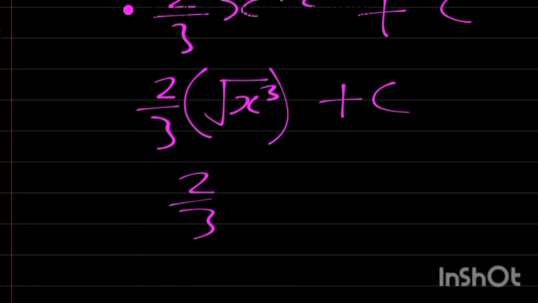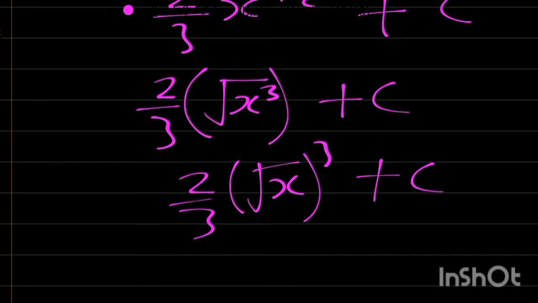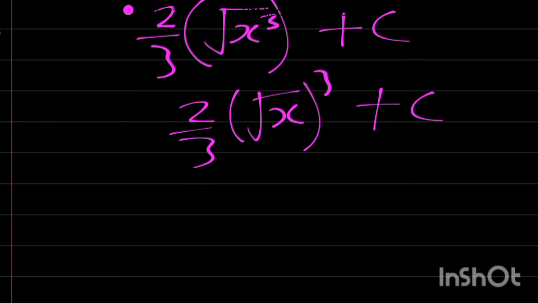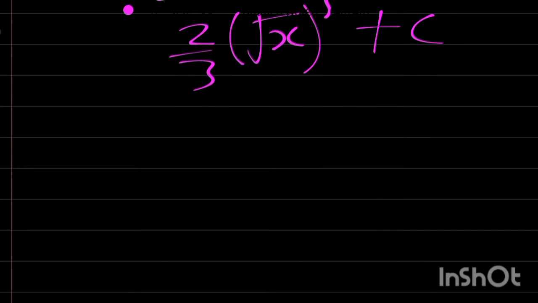2 over 3 into bracket square root of x, everything raised to power 3. It's still the same thing. Please study your laws of indices. You will understand this better. Okay, let's take another example.